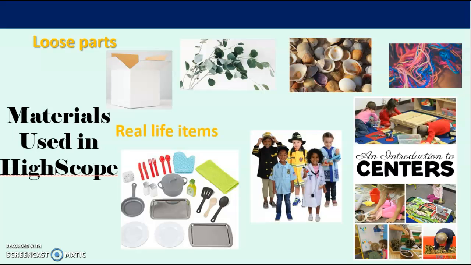The materials used are characterized as loose parts, which means that they do not have any specific directions and they can be used alone or together with other materials. They can be moved, combined, redesigned, lined up, or taken apart and put back together again. Examples include boxes, strings, and sticks. Real-life kitchen utensils and other items in dress-up costumes are also a big part of the materials that are used. Centers are also organized to facilitate interaction between adults and children.